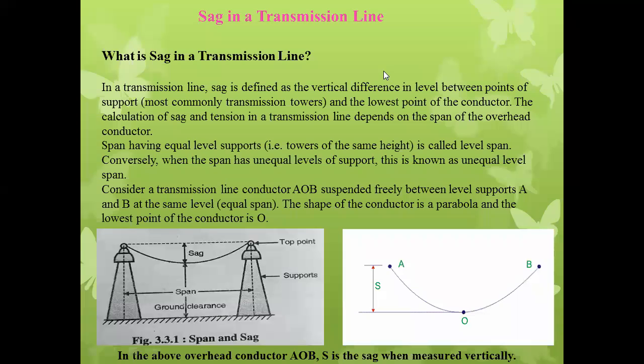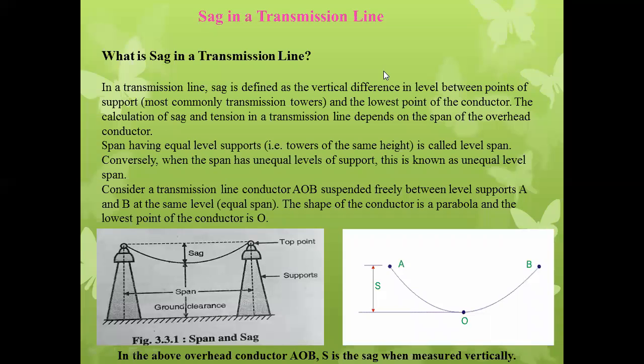Okay. So last class we have seen corona discharge and a numerical on it. The formula for the critical disruptive voltage, visual critical voltage, power loss due to the corona discharge, and factors affecting the corona discharge. These are very important concepts. You should remember.